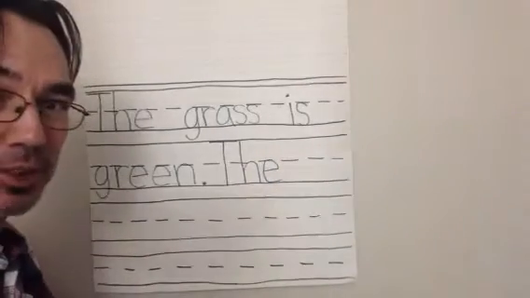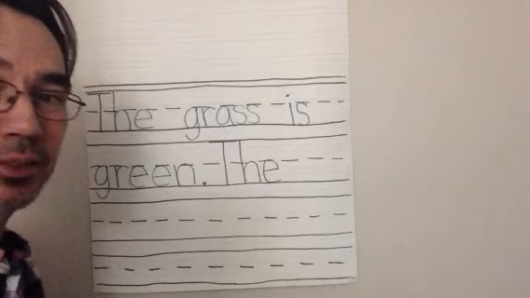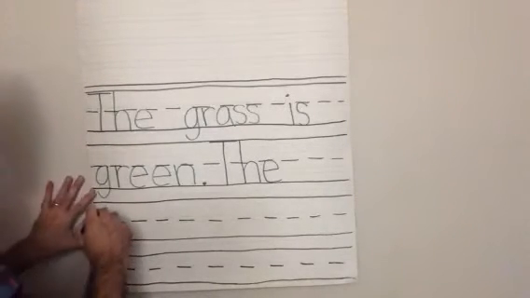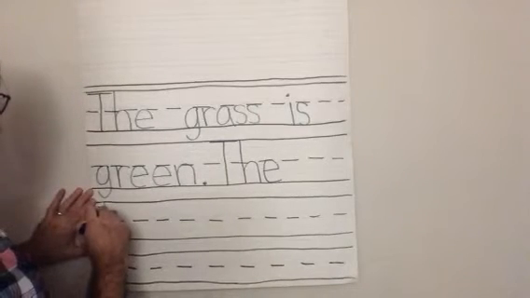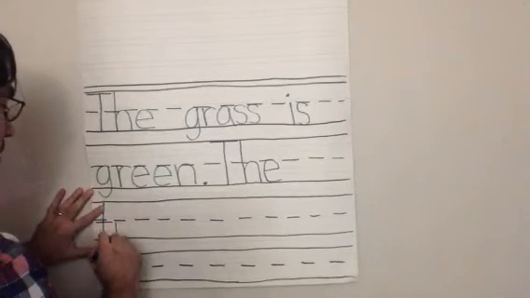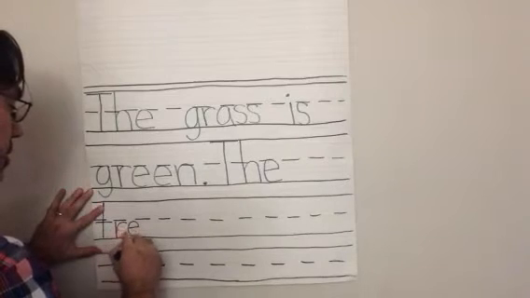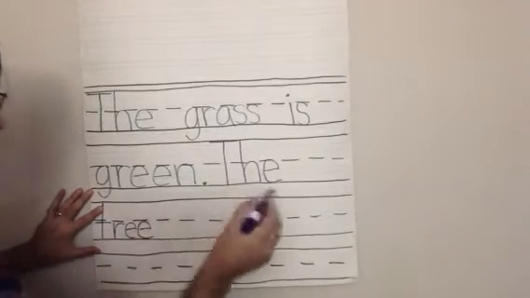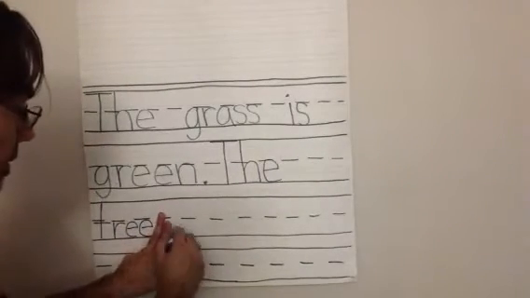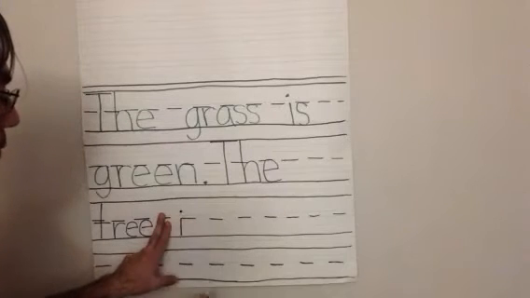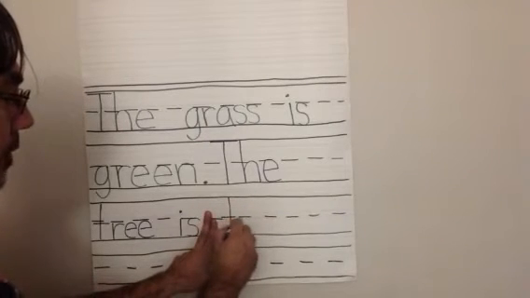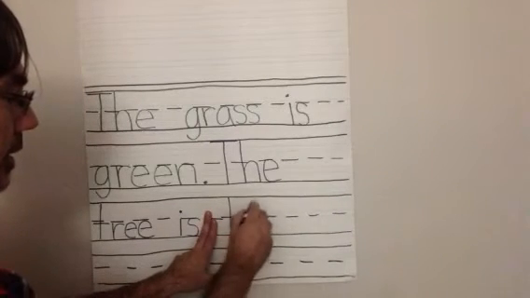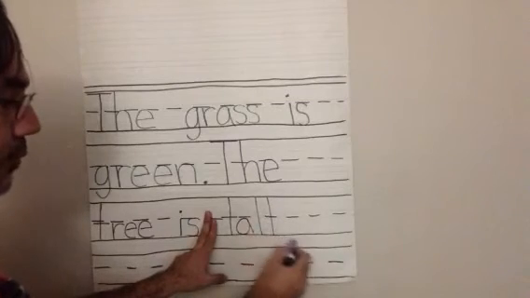it looks like an awful lot of space, but I'm not going to be able to squeeze tree in, so I'm going to have to drop down. So we go down here. Now, it's a new line, but not a new sentence, so don't capitalize. Tree, T-R-E-E. The tree is tall. T, A, L, L. And a period.